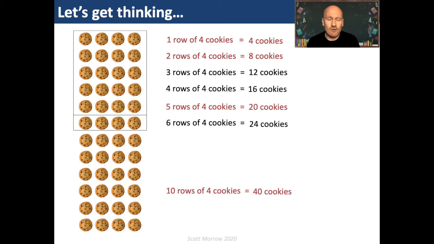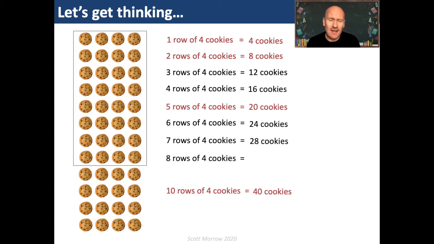What about 7 rows? Again, I could go through them 4 at a time, but that's going to take me quite a while. I can also see that I've got 5 rows plus another 2 rows. Now I know 5 rows is 20, I know 2 rows is 8, which means I'm adding 20 and 8 to get 28.